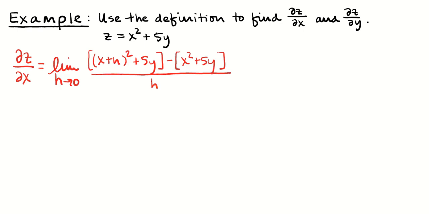So we start with the limit definition. It's the limit of f of x plus h and y, minus f of x and y. We know that f of x and y is x squared plus 5y. The only difference in those two things is that we've replaced x with x plus h, and then we subtract them and divide by h.